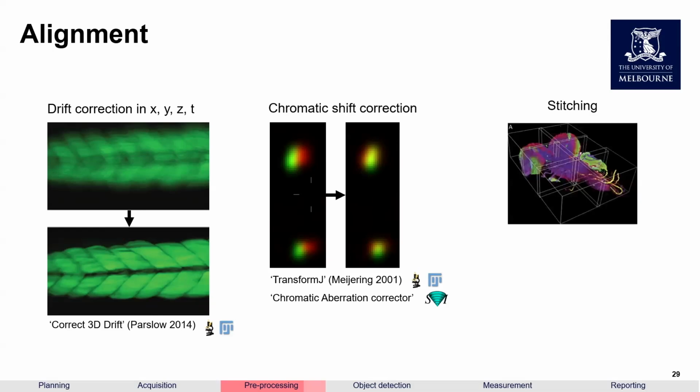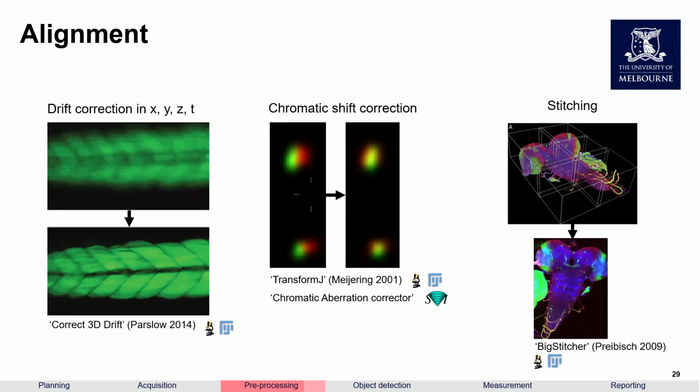And when images are captured at multiple positions to form a mosaic, they must be stitched into a complete image first. BigStitcher in Fiji can be a good, powerful tool for this, but there are many other stitching programs available as well.